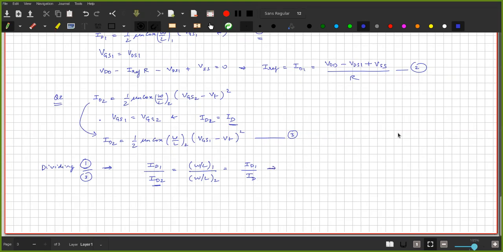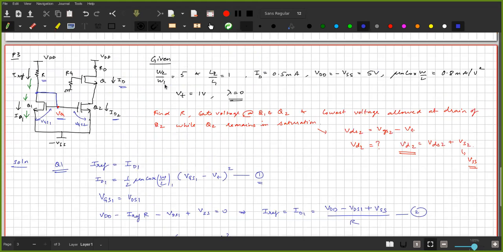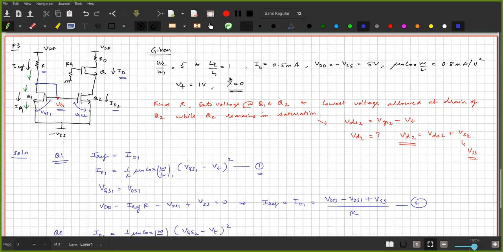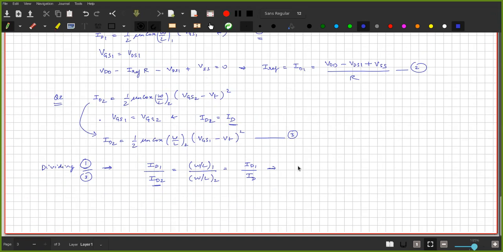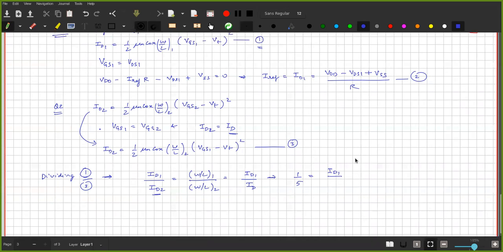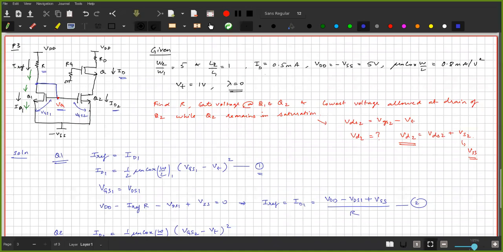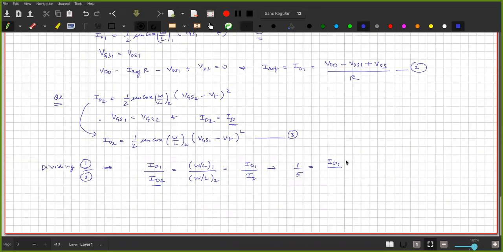Now, I know width ratios W2 by W1 as 5, L2 by L1 as 1. So here I will write it as 1 by 5, because W2 by W1 is 5, is equal to ID1 divided by ID. The value is given, it's 0.5 milliamps. So from this, ID1 is actually 0.1 milliamperes. Okay, ID1 is actually 0.1 milliamperes.